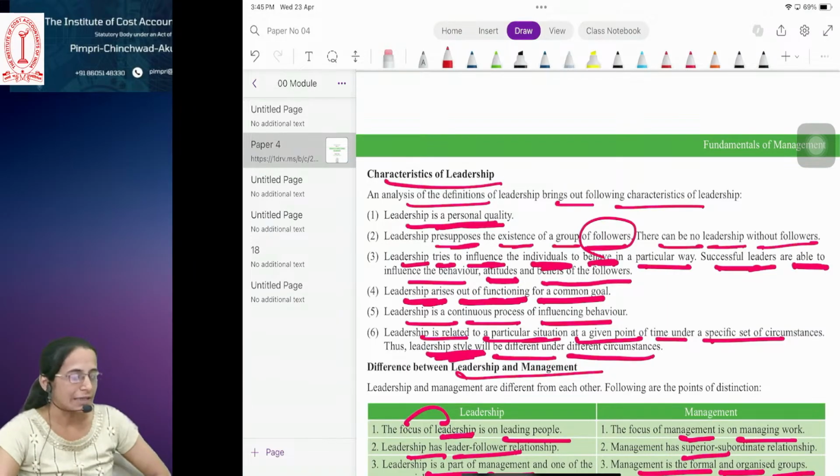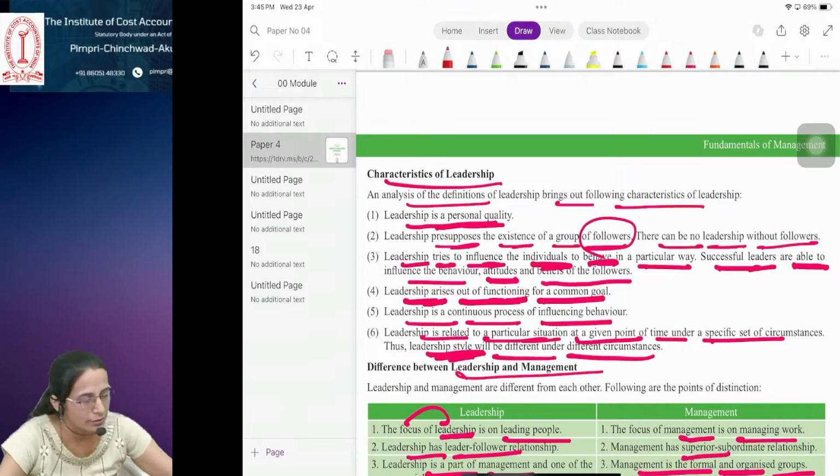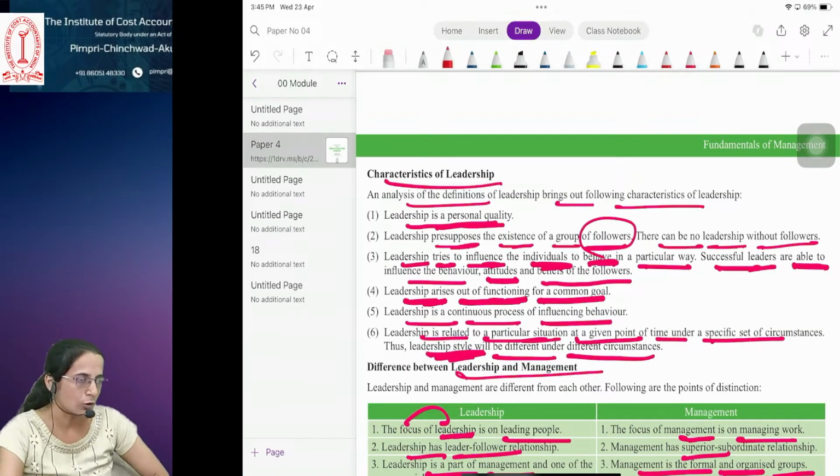Initiative. See, he should be a person who always takes the initiative of doing the work. If he himself does not take the initiative, will his followers take the initiative? No. So the leader himself should be a person who takes the initiative of bringing about changes. If he takes the initiative, the followers will immediately also take the initiative, and then the overall goal will be achieved.